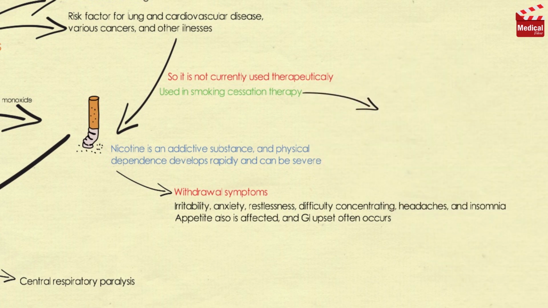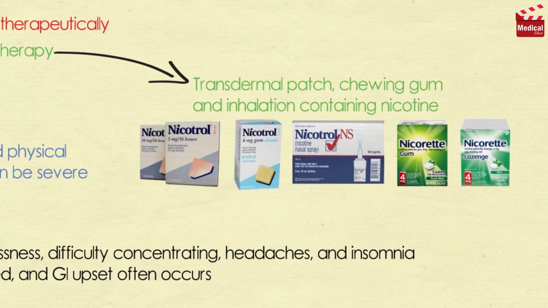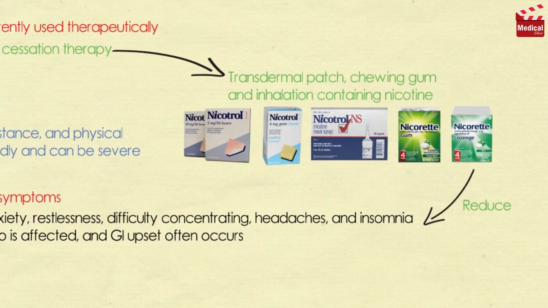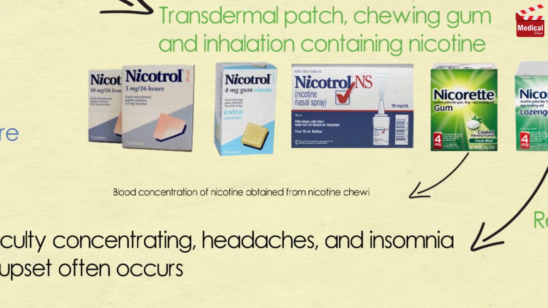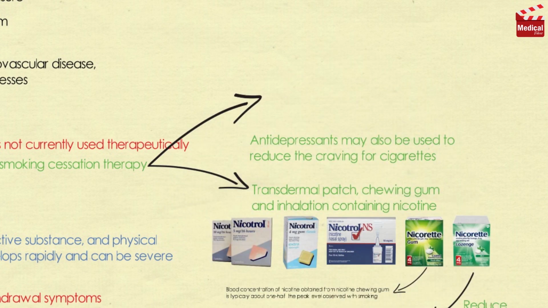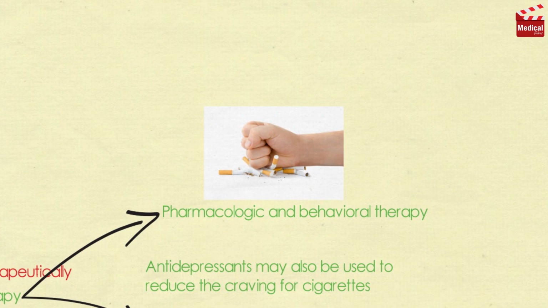The transdermal patch, chewing gum, lozenges and inhalation containing nicotine, such as Nicotrol and Nicorette, have been shown to reduce nicotine withdrawal symptoms and to help smokers stop smoking. For example, the blood concentration of nicotine obtained from nicotine chewing gum is typically about 1/2 the peak level observed with smoking. Antidepressants may also be used to reduce the craving for cigarettes. Lastly, you should know that smoking cessation programs that combine pharmacologic and behavioral therapy are the most successful in helping individuals to stop smoking.